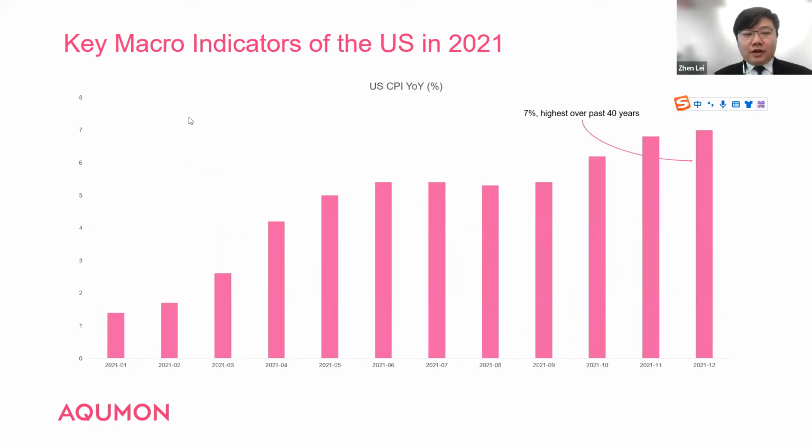And the key macro indicator for the United States in 2021 was inflation. Actually, we can see that beginning from March, the inflation went up above 2%. That was the target rate for the Fed, and it went to 7% in December. That was the highest in the past 40 years.